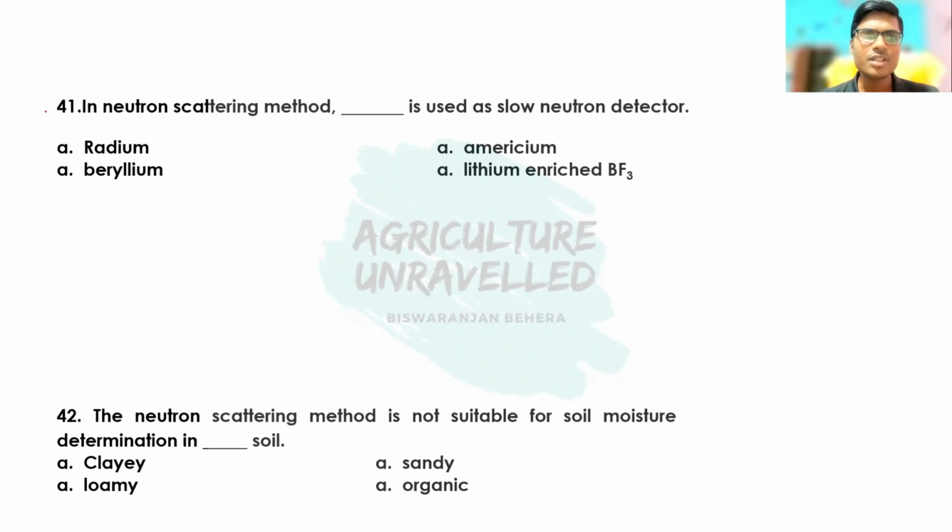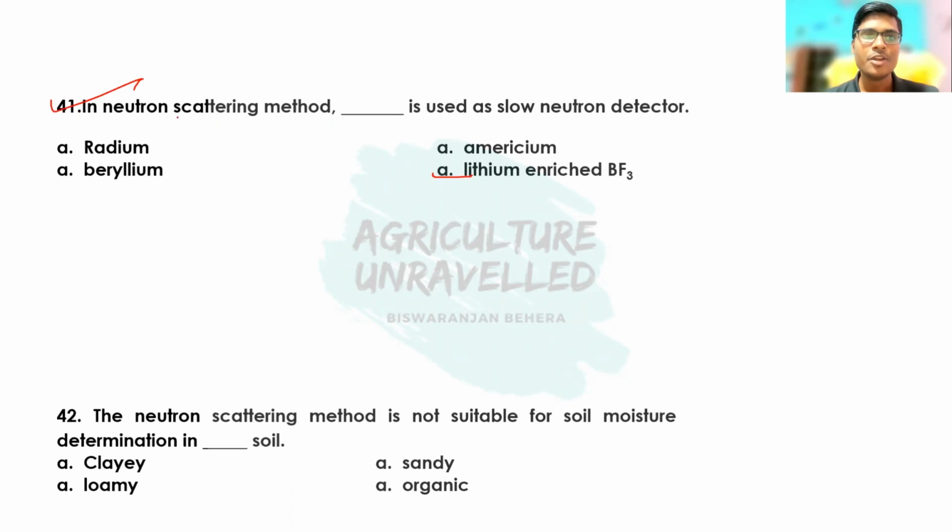So coming to the first question, that is in neutron scattering method, DAS is used as a slow neutron detector. The options are radium, americium, beryllium, or lithium enriched boron trifluoride. So here the correct answer of this question is lithium enriched boron trifluoride. Then what is this neutron scattering method and what is the principle of this neutron scattering method?